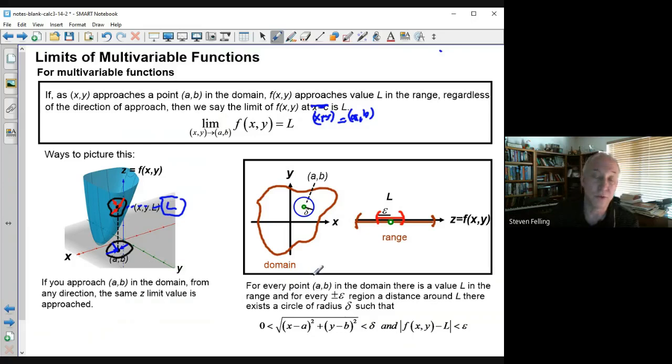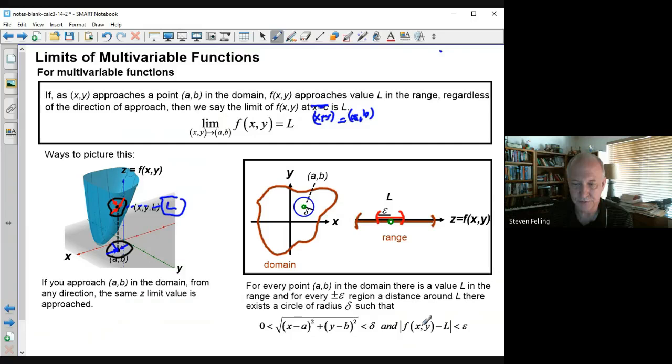Then a really precise way to state this is to say for every point (a, b) in the domain, there is a value L in the range, and for every plus or minus epsilon around the limit number, there has to be a circle that extends around that point in the domain, such that if you're inside this circle, with a radius between 0 and delta, then you'll always stay within epsilon of the value.